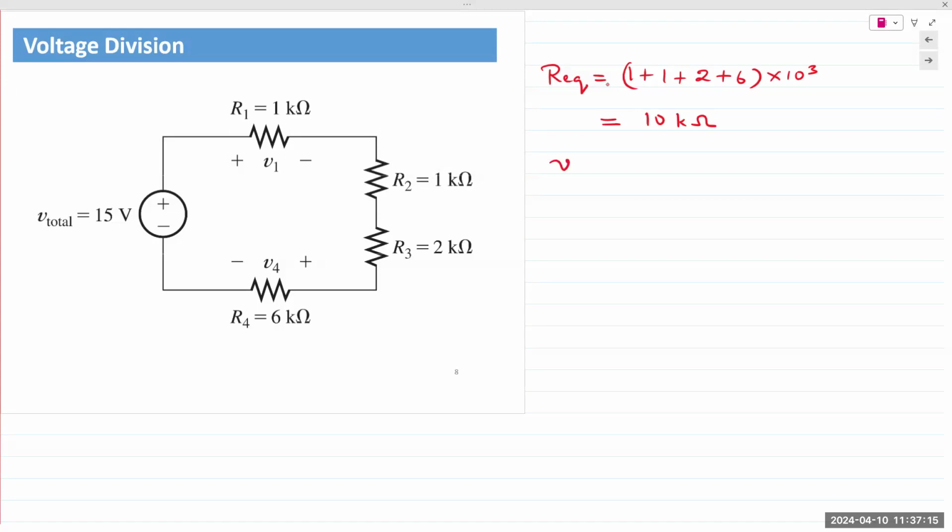If I wish to find V1 from the voltage division principle, V1 is a fraction of V total, VT, times R1 over Req. You don't even need a calculator for this. Therefore, V1 is 1.5 volts.